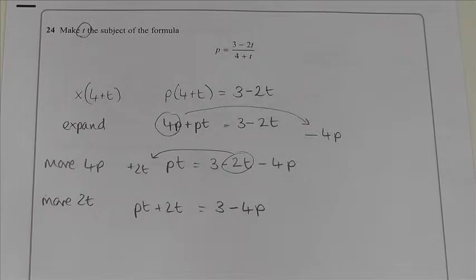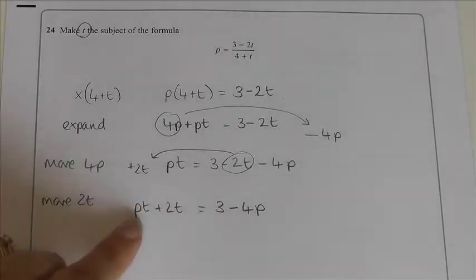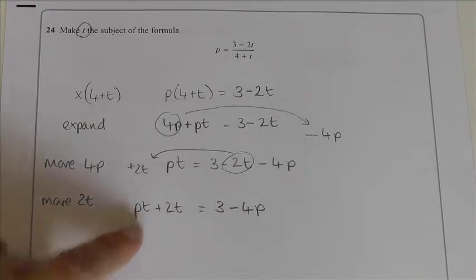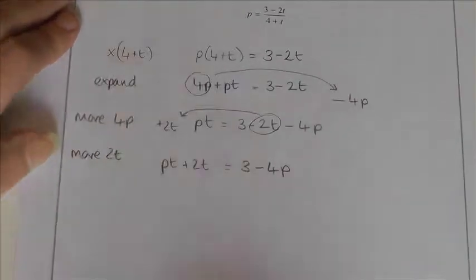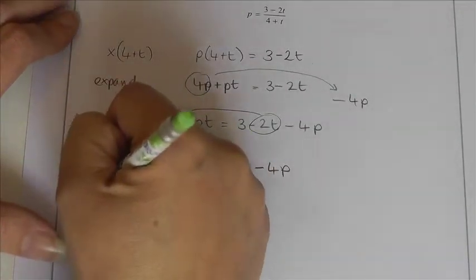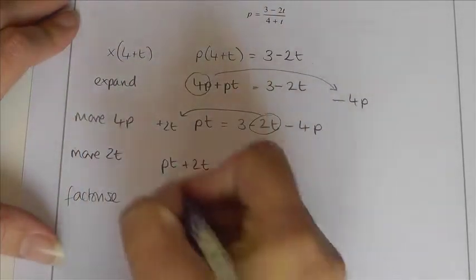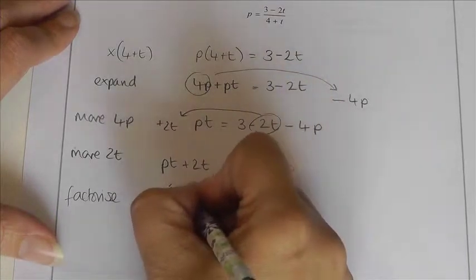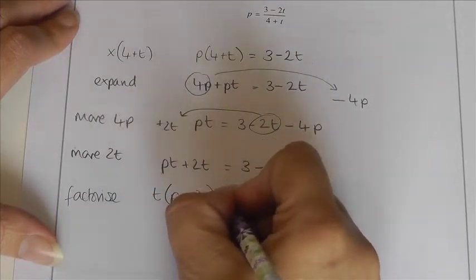So I've now got all the t's on one side of the equation, but they are still mixed up with some other letters. So the way to get rid of that, because they both have t as a factor, is to factorise into a single bracket. So if I factorise here, if I take the t out, t times p will give me pt, and t times 2 would give me 2t.